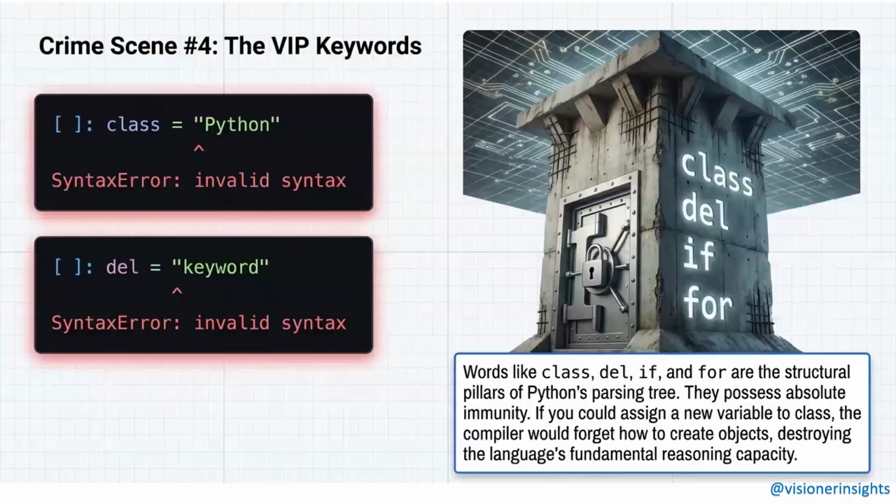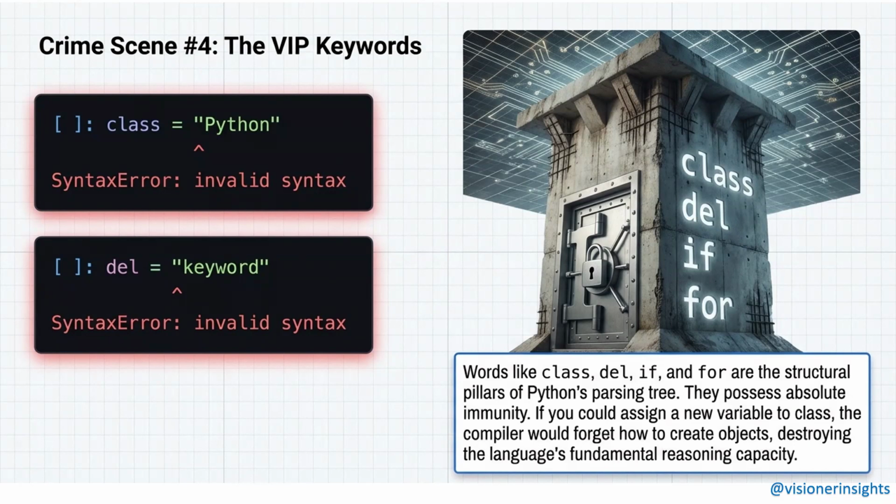All right, time for our final and maybe most important case file. This is about a group of words that are so important they've got VIP status. They are completely off limits. These are the reserved keywords. Words like class, del, if, for. These are the actual structural pillars of the Python language. I mean, they're protected with absolute immunity.